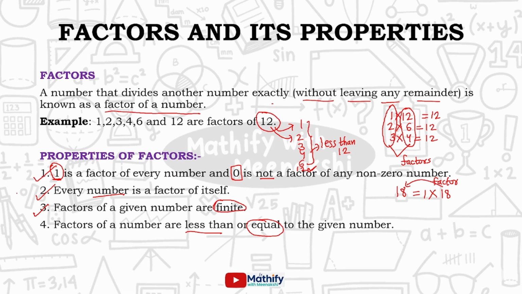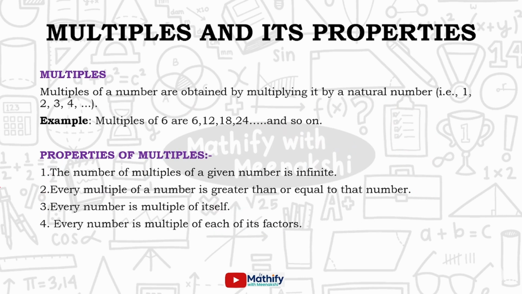Now we'll move to the next topic, multiples. For that I will give you one real life example. Suppose one packet has 6 biscuits, and if you buy more packets, the total biscuits will be 6, 12, 18, 24, 30, and so on. It depends how many packets you buy. Similarly, whenever we keep adding the same number again and again, or multiplying the number by a natural number, we get multiples. So what are multiples? Multiples of a number are obtained by multiplying it by a natural number. And you should know what natural numbers are: 1, 2, 3, 4, and so on.